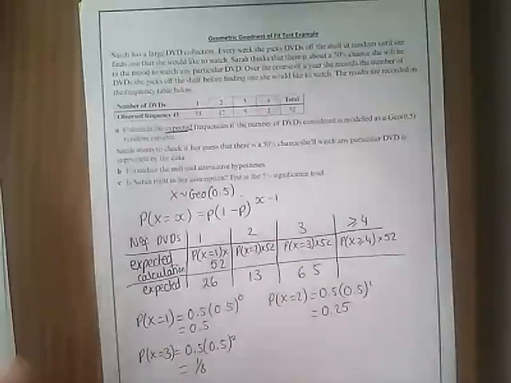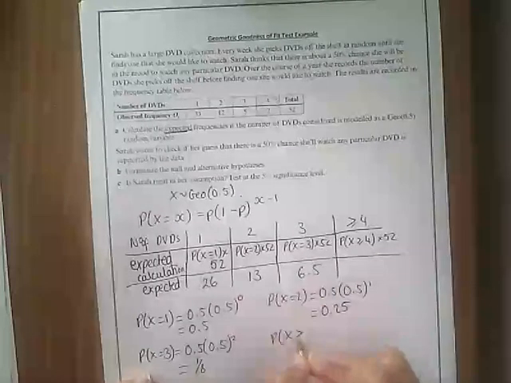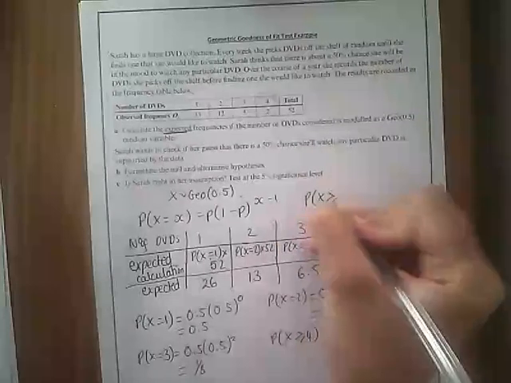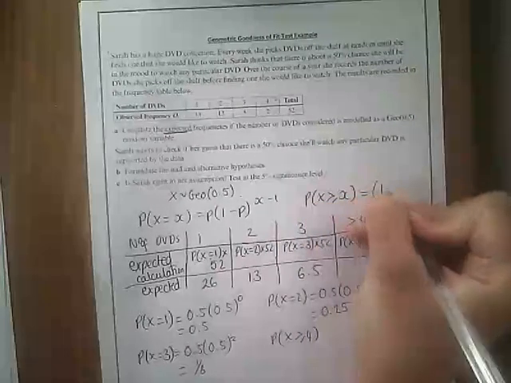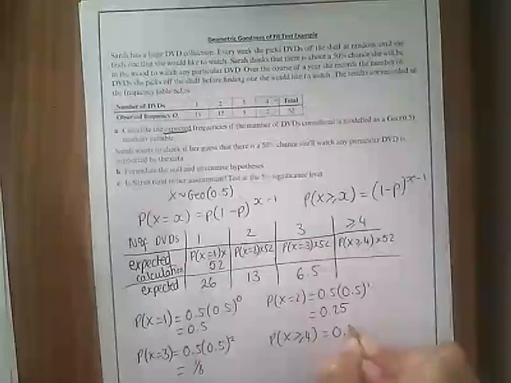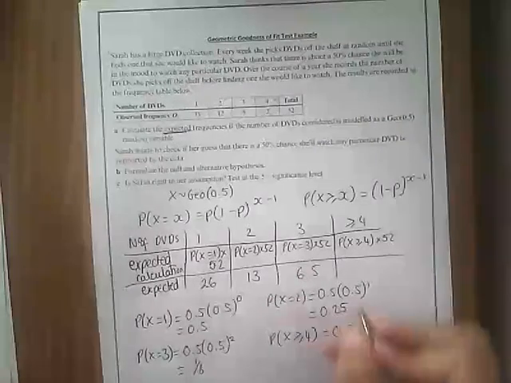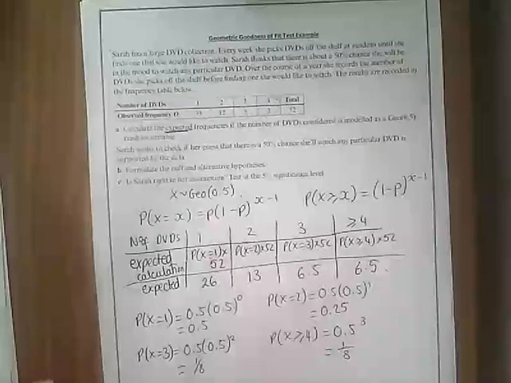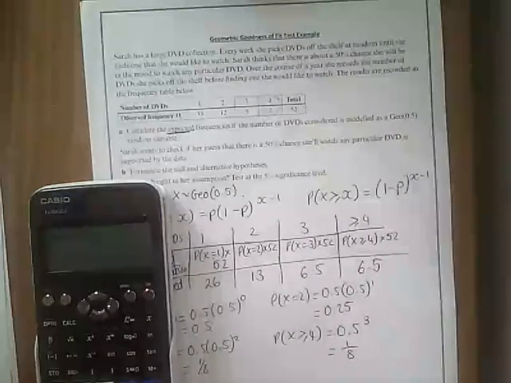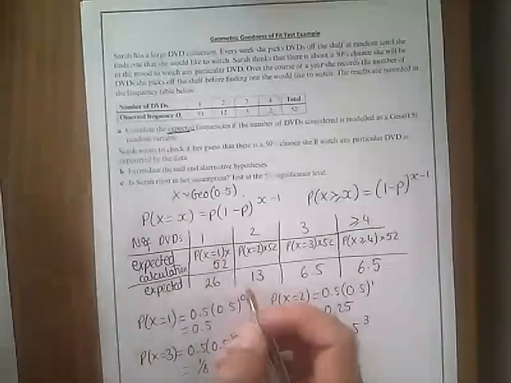Obviously you use your calculator, I'm just doing it in my head. And then the probability that X is greater than or equal to 4, let's write it up here so you've got it. The probability that X is greater than or equal to x is 1 minus p to the power of x minus 1. So that is 0.5 to the power of 3, which again is an eighth, and an eighth times 52 is 6.5. Now hopefully that's so obvious, because when you add all of those up, you should get 52, which it does. Okay, so those are our expected frequencies.